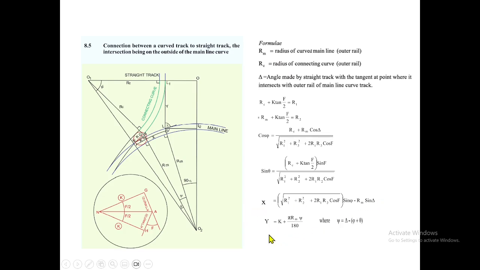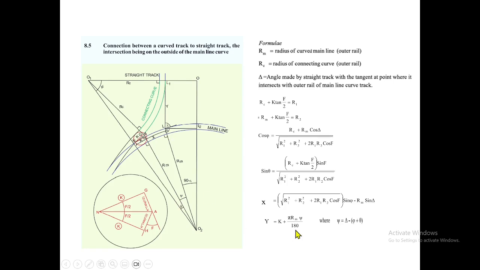And coming to y, this distance we are finding out. From the point, it is the distance between the siding track and the mainline track. The distance is y. We are fixing the offset, giving the angle equal to delta. So that is equal to K plus R psi. R psi means what? This is your psi. So this angle there, this arc length distance we are finding out.